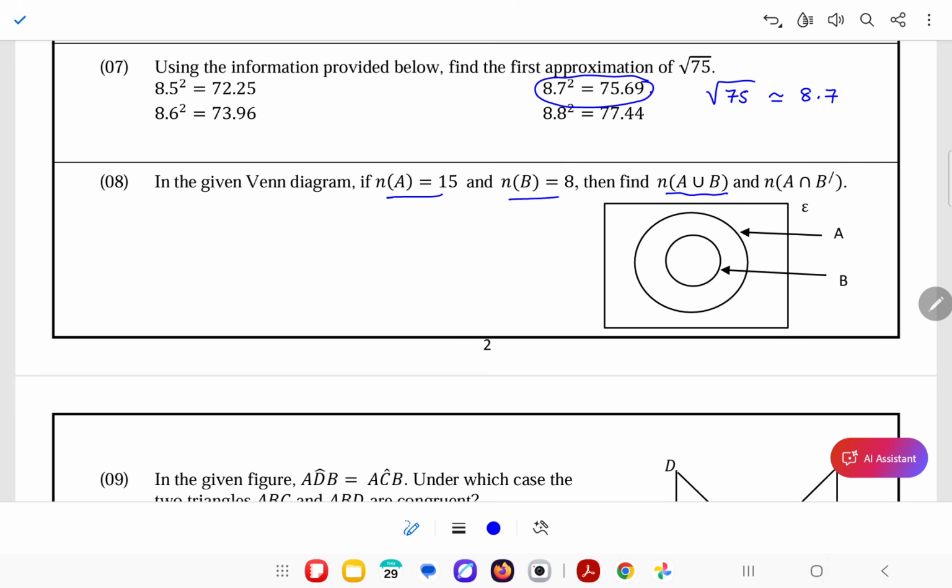We need to find what? First, number of elements in the union. Union is what? This, no? Both sets together. So that just means just A. A union B is just A. So this one is what? Number of elements in A, right? Number of elements in A.